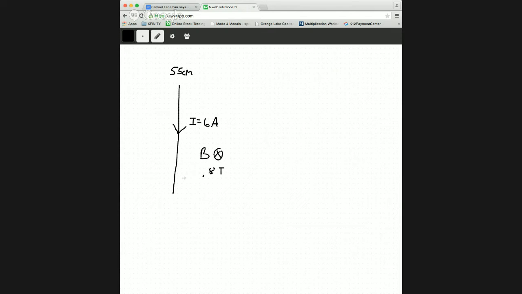So we're dealing with a current of a length of wire. So this is going to be BIL. So just BIL, right? So 0.8 times 6 times 0.55. Don't forget to convert, and we get 2.64. So the force is 2.64 newtons, right?